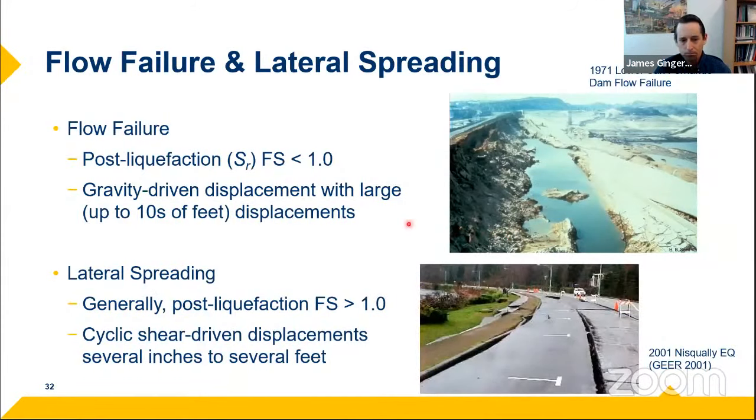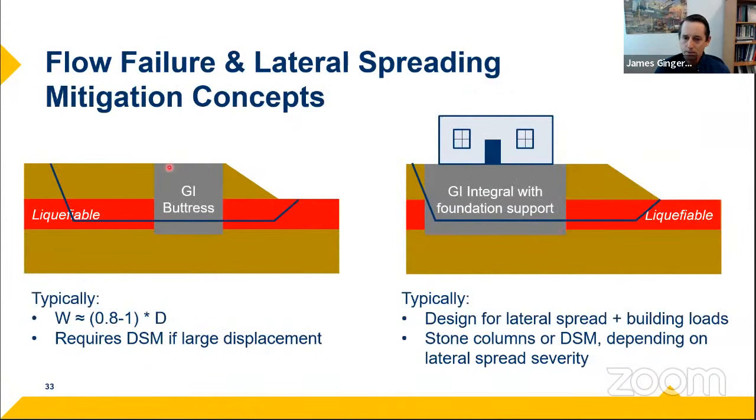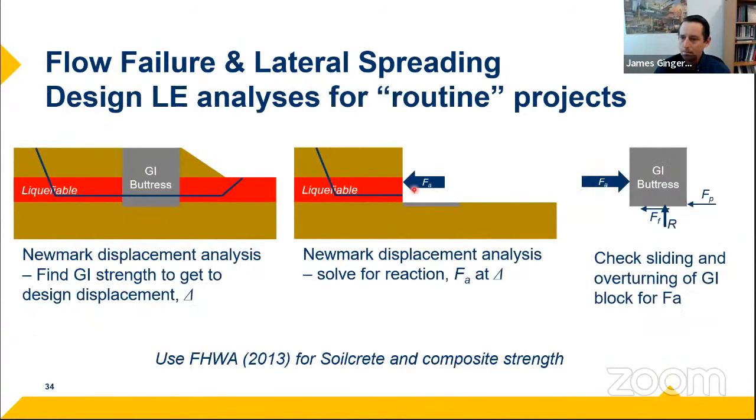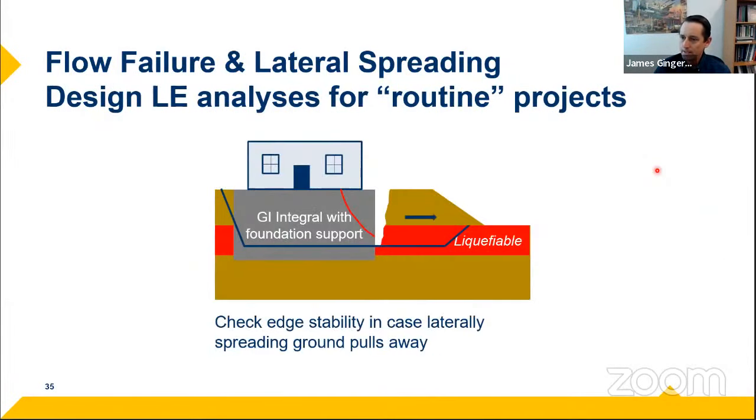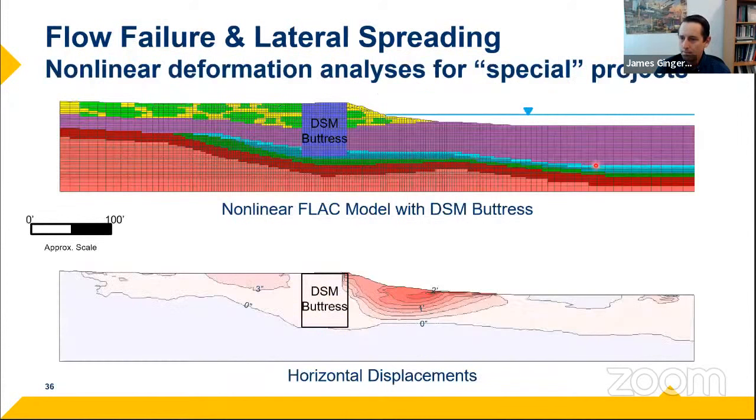Okay, we're running a little short on time, so I'm just going to go through this real quick. We can use DSM to make buttresses and stop lateral spreading. There we have to check the stability of the material with limit equilibrium analysis, and overturning and sliding. We have to look out for the edge stability if the liquefiable material pulls away and you have a structure sitting on it.